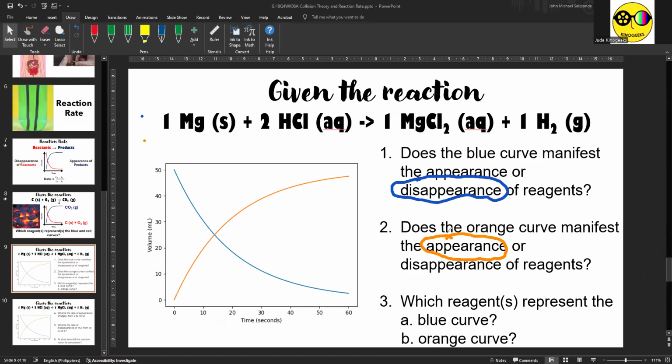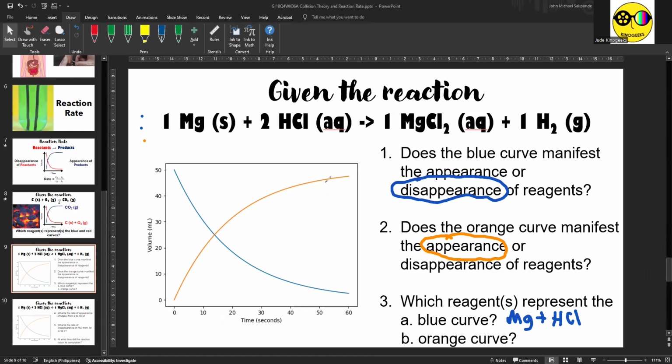Now, which reagents among the reaction represent the blue curve and the orange curve? Let's start with the blue curve first. The blue curve represents the disappearance of reagents, therefore we're pertaining to reactants, and our reactants are solid magnesium and aqueous hydrochloric acid.